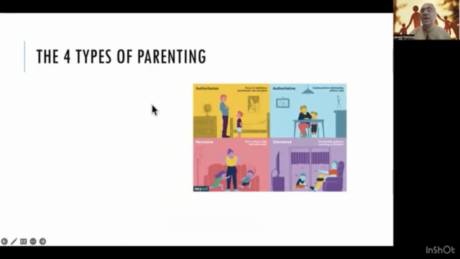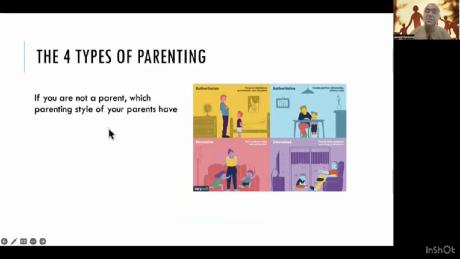The four parenting styles which we discussed. If you are not a parent, then think about your parents: to which class they fall, permissive, uninvolved, authoritative, or authoritarian. If you are a parent, then you should think about yourself, which category you fall in. Either you are permissive, uninvolved, authoritarian, or authoritative.